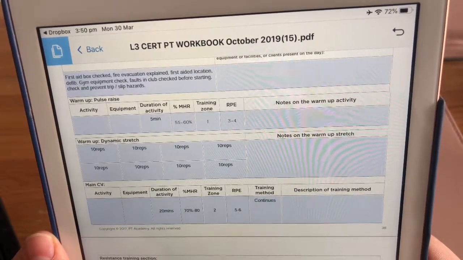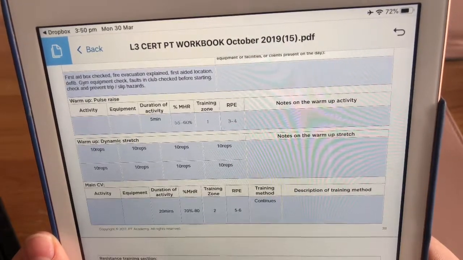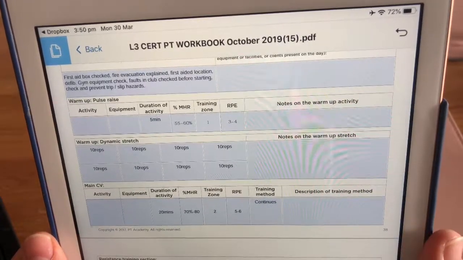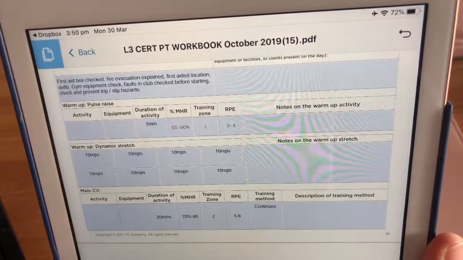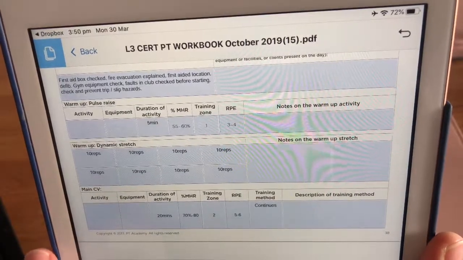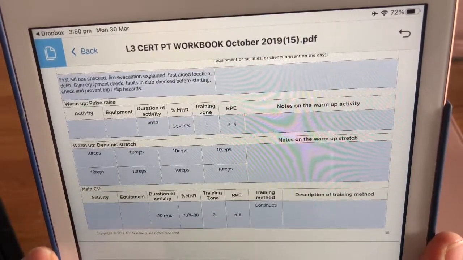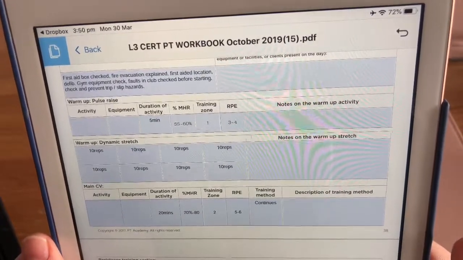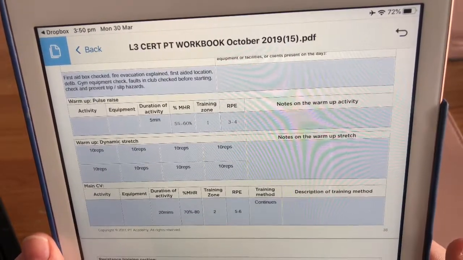So a warm-up, we're looking at 5 minutes. We could say 5 to 10 minutes, and we're looking at maximum heart rate between 55 and 65%. The reason why we're looking at that maximum heart rate is we don't want someone to be working too hard too soon in a warm-up. You can always use a number of different methods to make sure that you are applying that 55 to 60%.